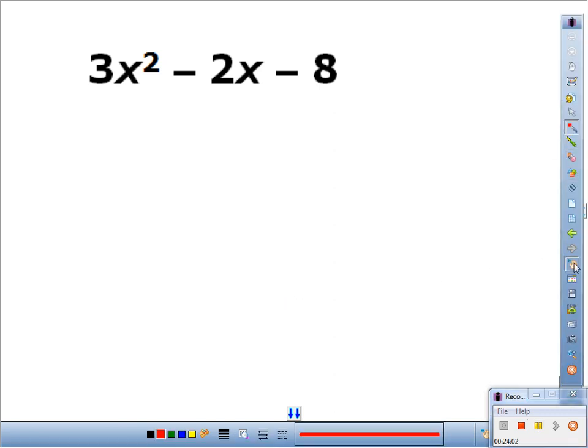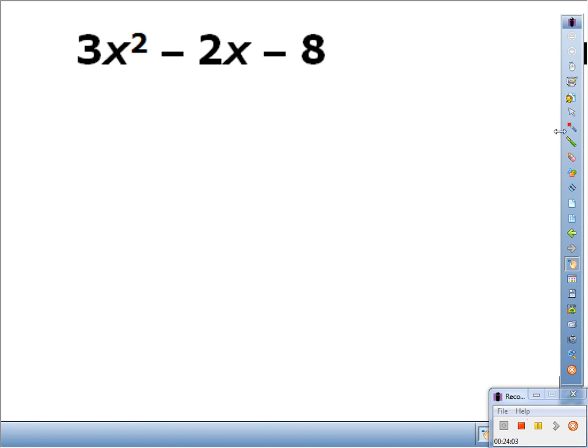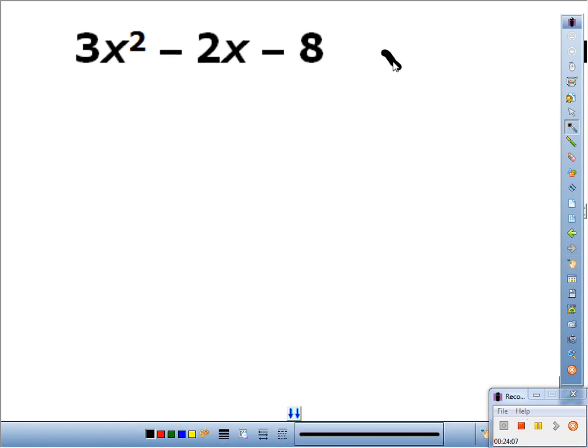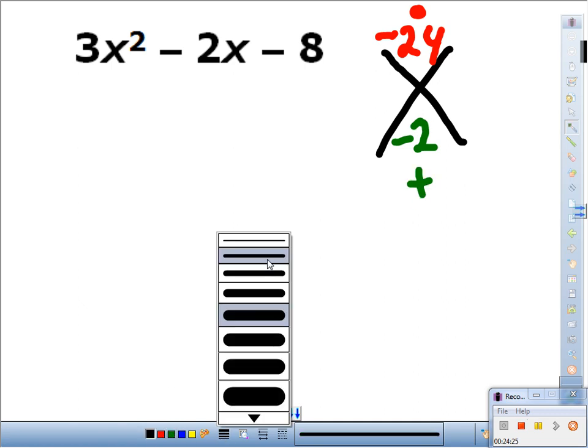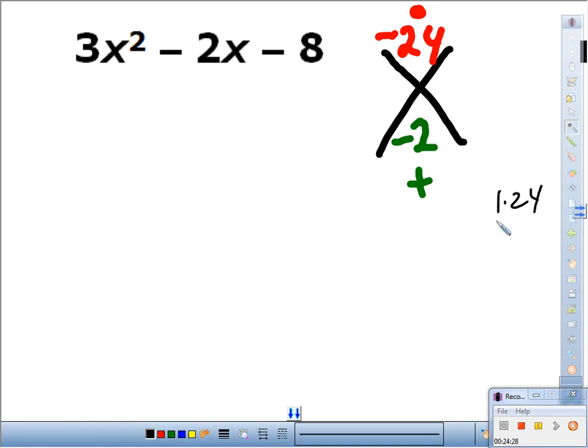Okay, let's see. Cooper, it's in standard form, does it have a GCF? No. Okay, so what do I write on top of my Power Ranger? Negative 24, that is correct. And underneath? Negative 2. That's my sum. So what are factors of 24? 1 times 24, 2 times 12, 3 times 8, 4 times 6. Which one of those adds or subtracts to give us negative 2? 4 and 6. Okay, 4 and 6.